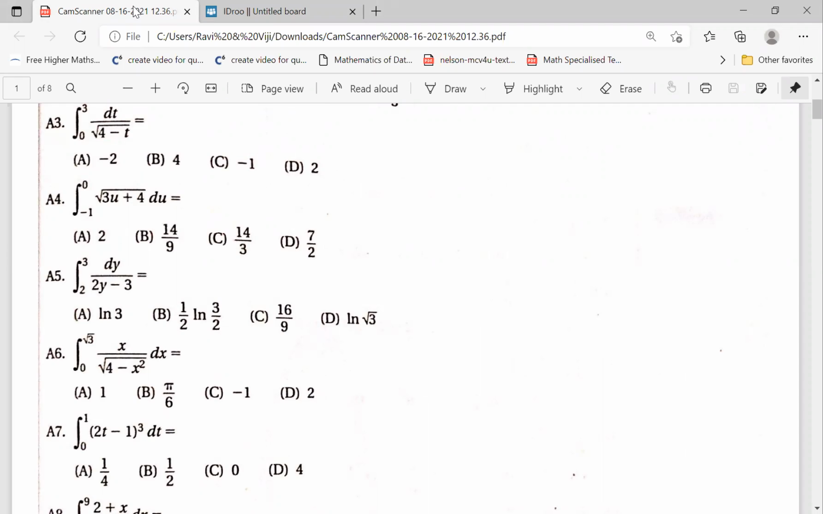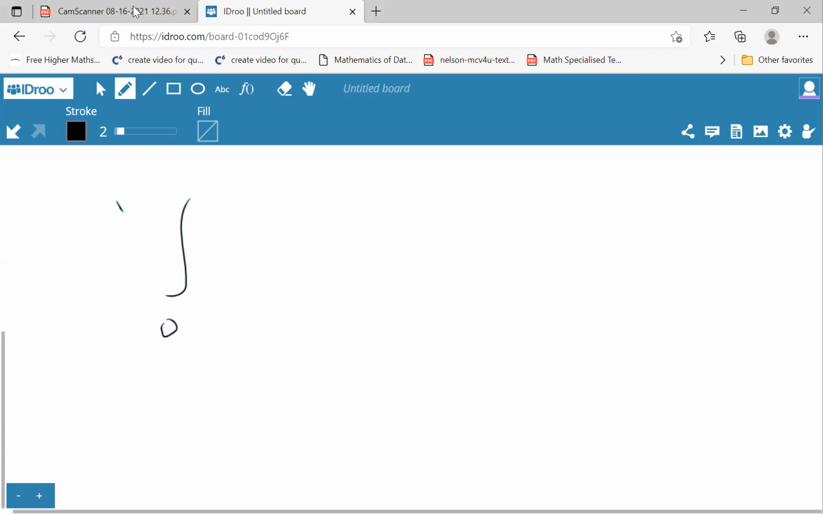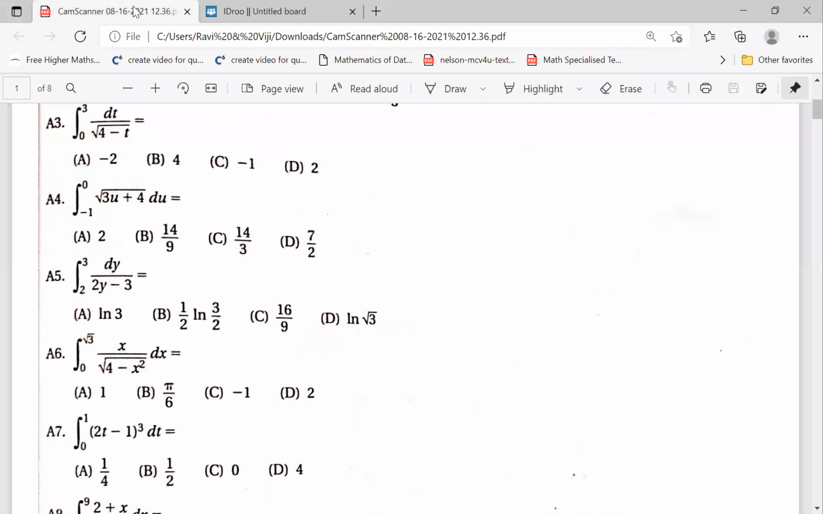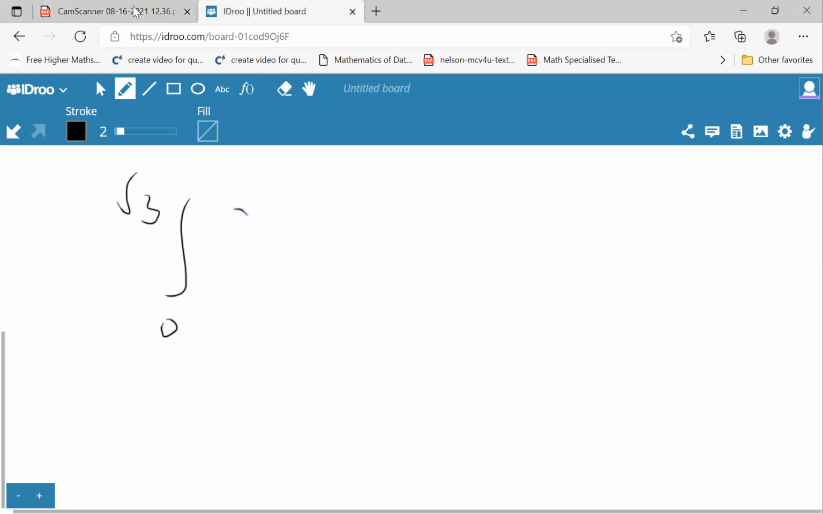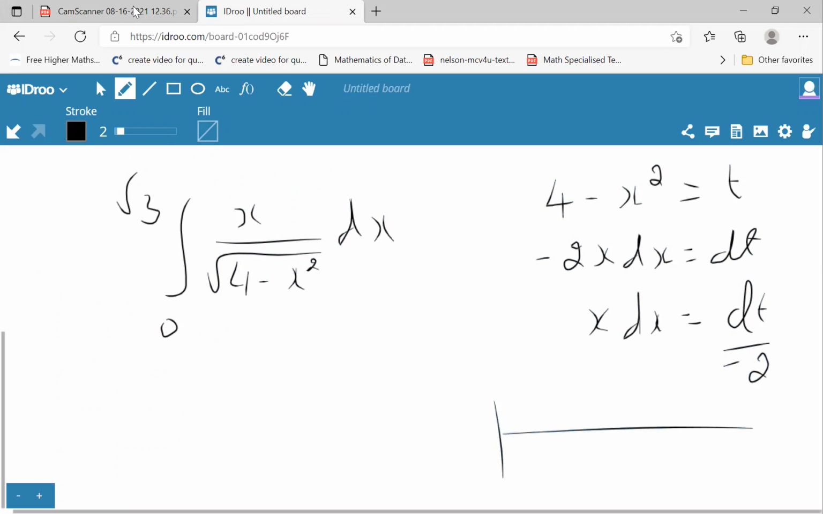Now coming to the sixth one, integration of 0 to root 3, x by root of 4 minus x squared dx. As we did earlier, this can be solved by the method of substitution. Let us take 4 minus x squared as t. Differentiating on both sides, you'll get minus 2x dx is equal to dt, or x dx is equal to dt by minus 2. So the limits also are now going to change.